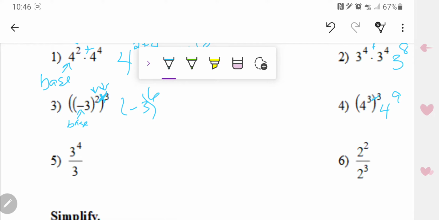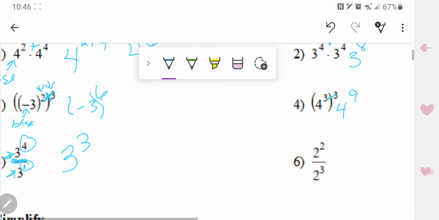When you see a base with two exponents, this one has an exponent of 1. I like to draw the 1 in. See this division sign? See how it kind of looks like subtraction also? You're going to subtract. 4 minus 1 is 3, so 3 cubed.